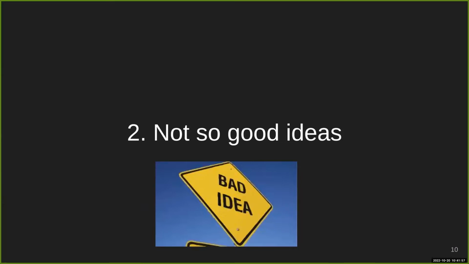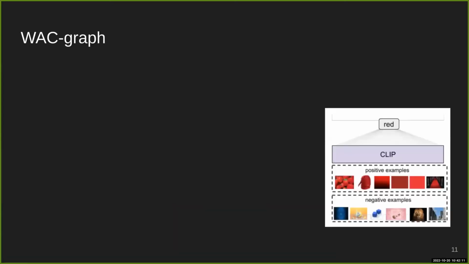So that's one. The field moves super fast and it's hard to keep up. And failures can happen because you're trying to make decisions about, okay, should I chase this or should I chase that? And sometimes you make the wrong ones. I certainly did many times. Two, sometimes you have not so good ideas.